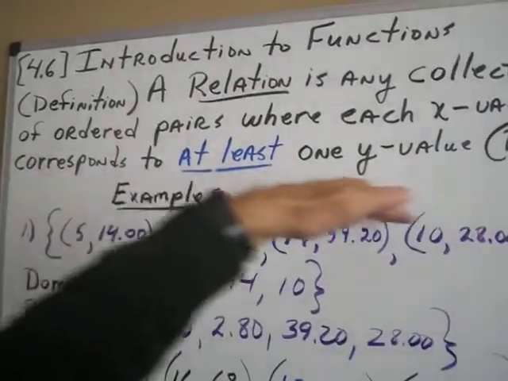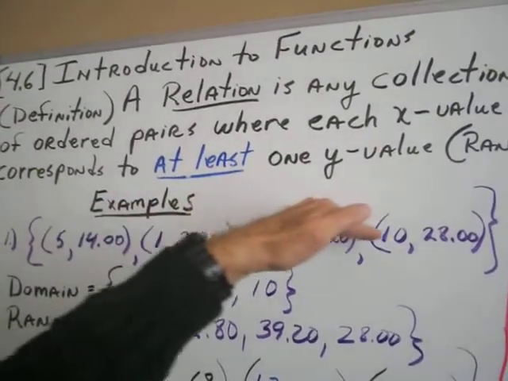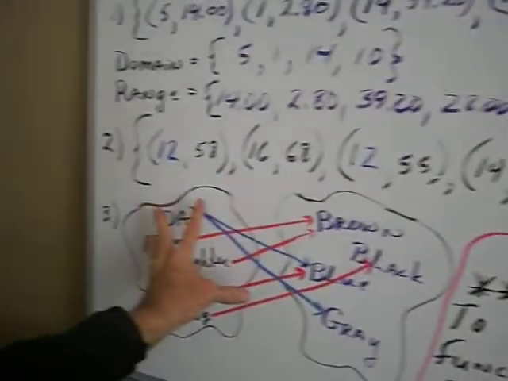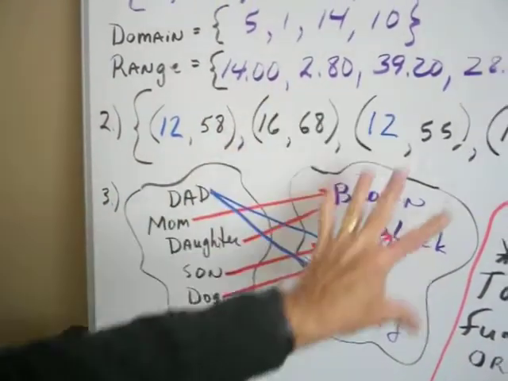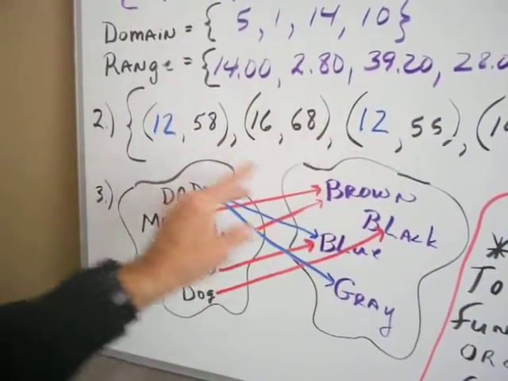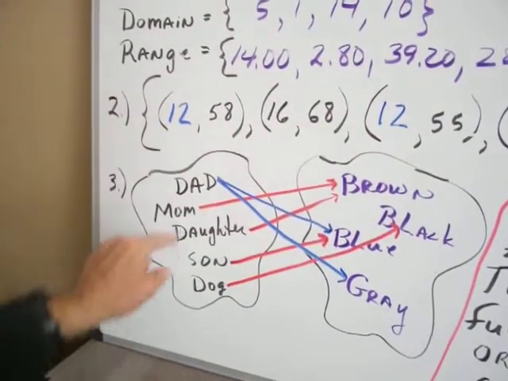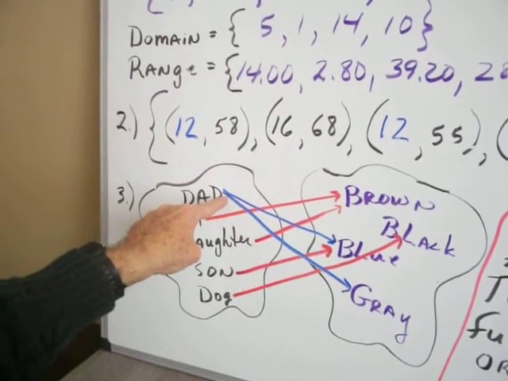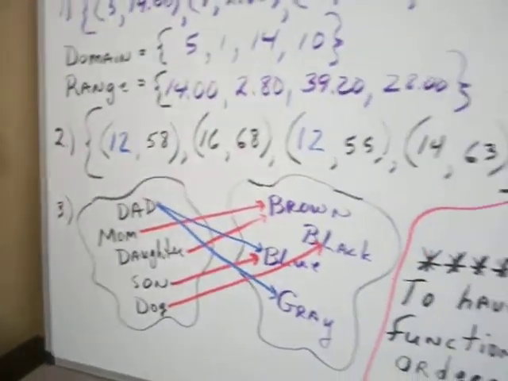This was not only a relation, but now we can say this gasoline problem is just as much a function as number 1 and number 2 down here. Over here, these are exclusively relations. These two examples are not functions because the x value, the domain of 12, appeared twice, and in the mapping problem here, Dad appeared twice as a domain, and you can't have that. Okay?